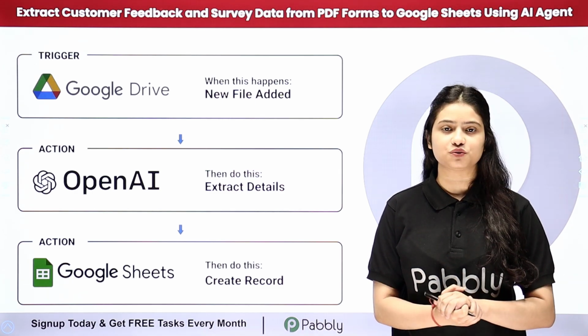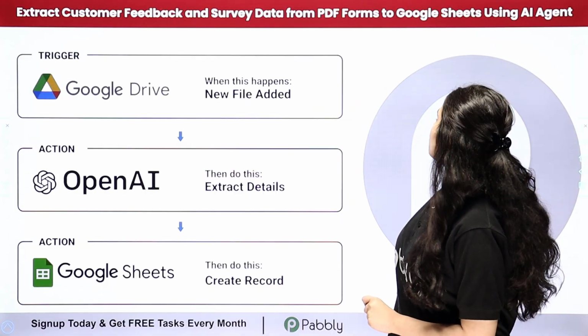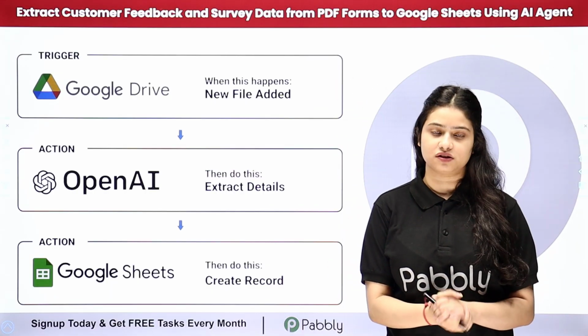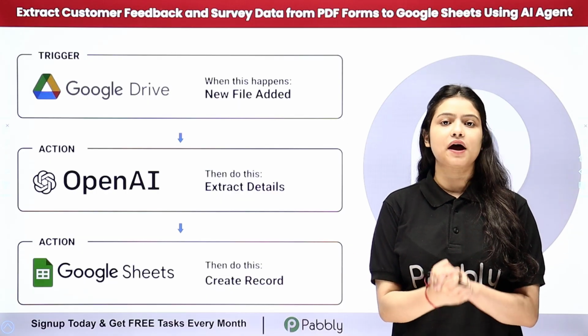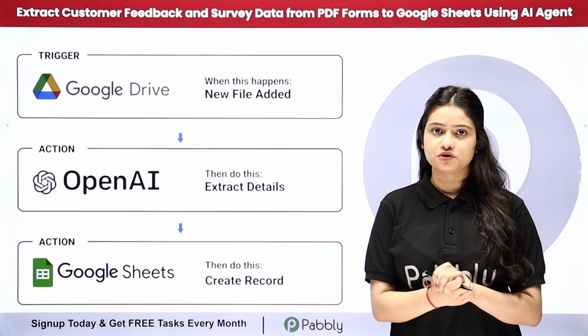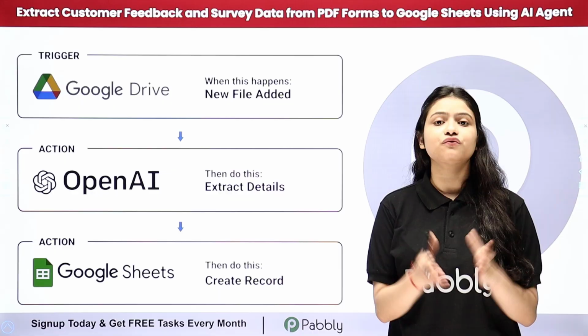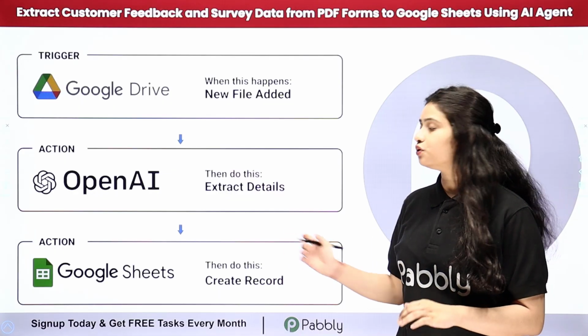In this video, we are going to learn how to extract customer feedback and survey data from PDF forms to Google Sheets using an AI agent. So here, as a guest relationship manager at a hotel chain, we are collecting feedbacks from multiple guests and customers at the time of their hotel checkout. And I want to create a systematic record of all these useful feedbacks in my Google Sheets.